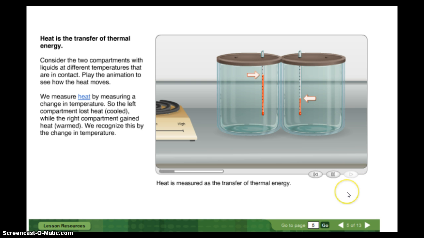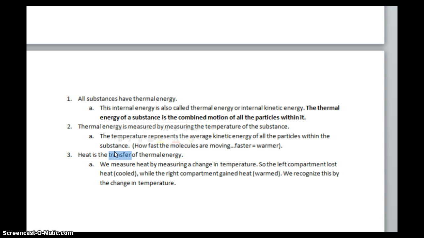So again, we can just see that the temperatures in each move, the thermometers move until they are even, until they're at equilibrium. So heat's going to go from hot to cold until both are the same temperature or have the same amount of heat. So heat is the transfer. That's very important. It's the transfer of thermal energy, and we measure heat by measuring a change in temperature. And then, so the left compartment lost heat, was cooled, while the right compartment gained heat, warmed. We recognize this by a change of temperature.